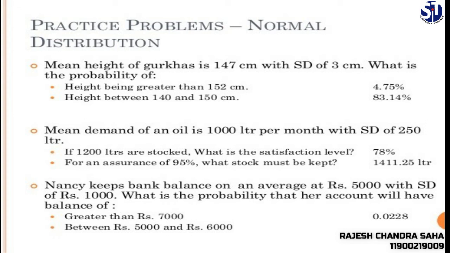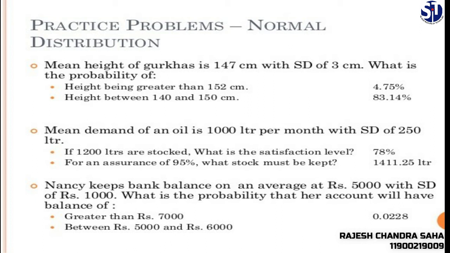First question. Mean height of Gurkhas is 147 cm with standard deviation of 3 cm. What is the probability of number 1, height being greater than 152 cm, number 2, height between 140 and 150 cm?